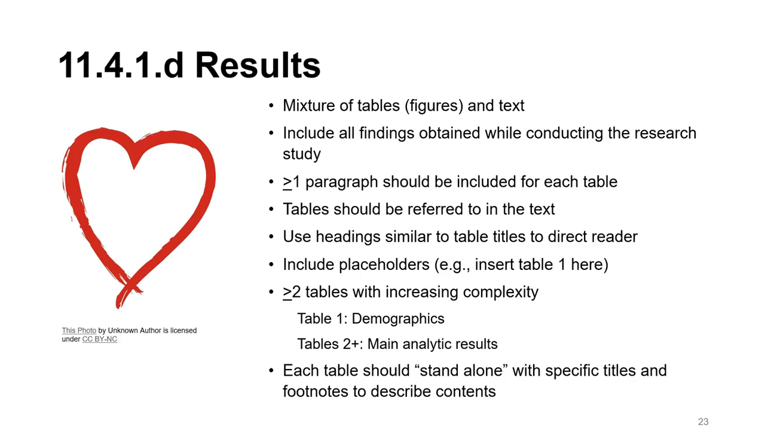Typically you have at least 2 tables, and these tables are presented with increasing complexity. So Table 1 is almost always the demographic table, and then Table 2 onward includes your main analytic results. And each table should stand alone with specific titles and footnotes to describe its contents. So you should be able to look at the table and look at the results and know what it is without having to read any more of the text.